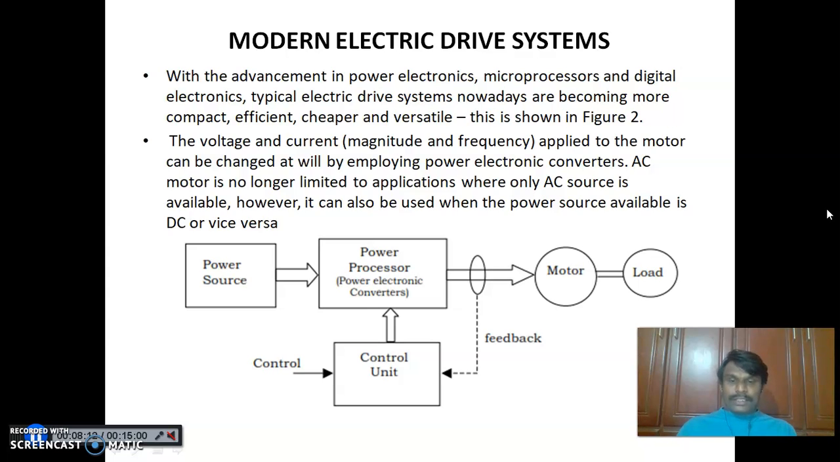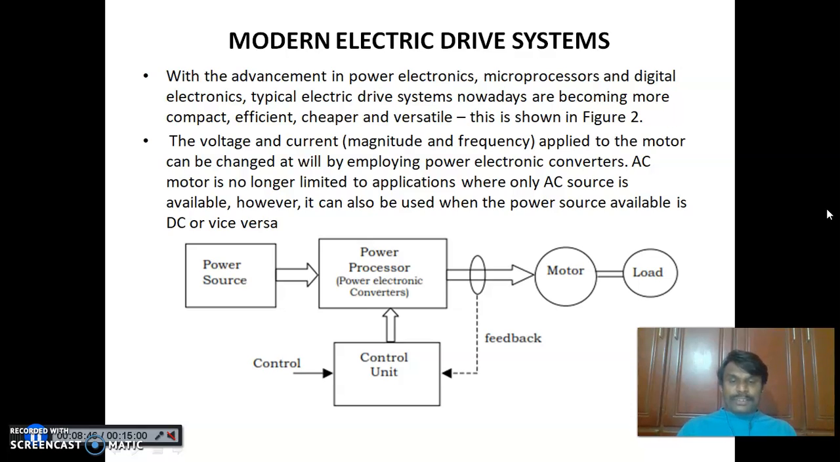In the modern electrical drive system, bulky machines are not used. The main components of the modern electrical drive system are the power supply, the power processor, the motor, the load, and the control unit. The control unit is used for feedback control of the motor speed. Based on the motor control, the supply voltage is AC. If a DC motor is required, we use a DC supply.